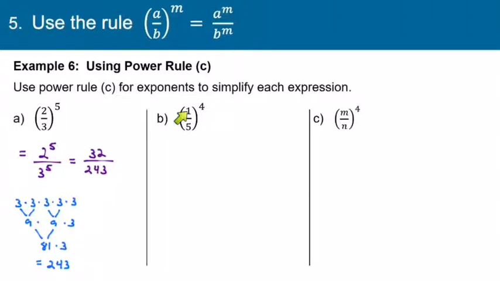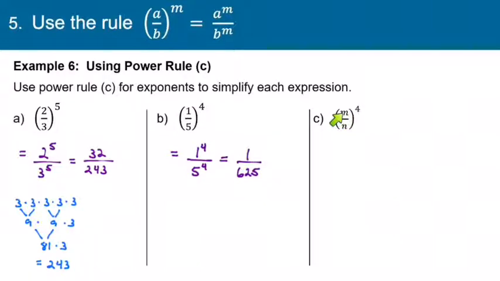On part B, we have 1/5 all raised to the 4th power. So power rule C says we can apply that 4th power to the 1 and the 5 separately. So we get 1 to the 4th over 5 to the 4th. Of course, 1 to the 4th is just 1. 5 to the 4th is 625 because it's 5 times 5 times 5 times 5.